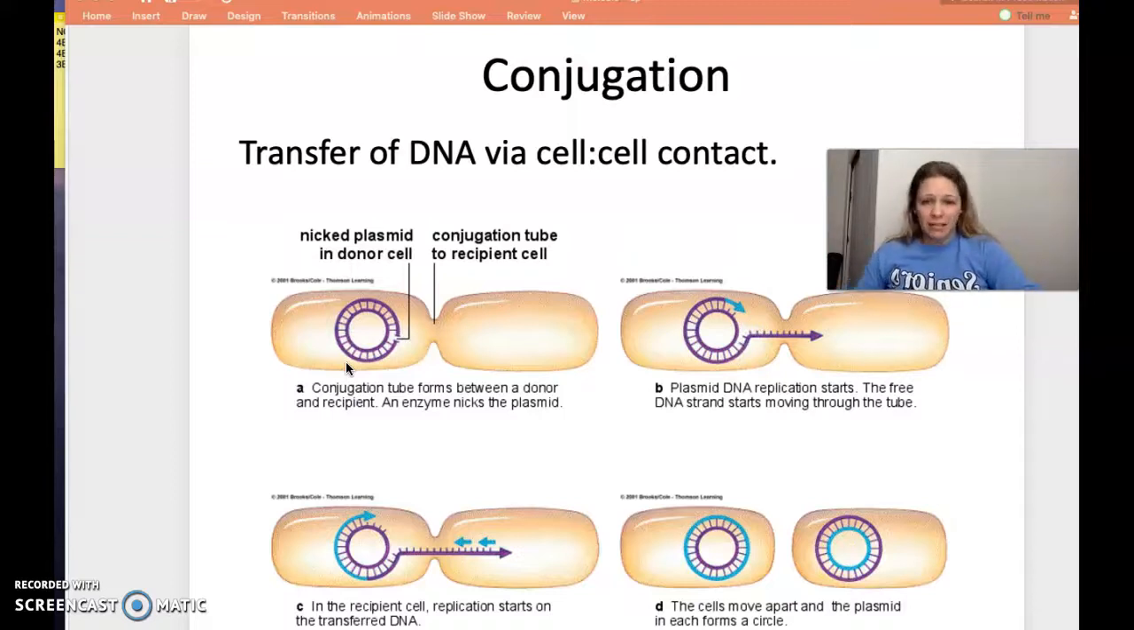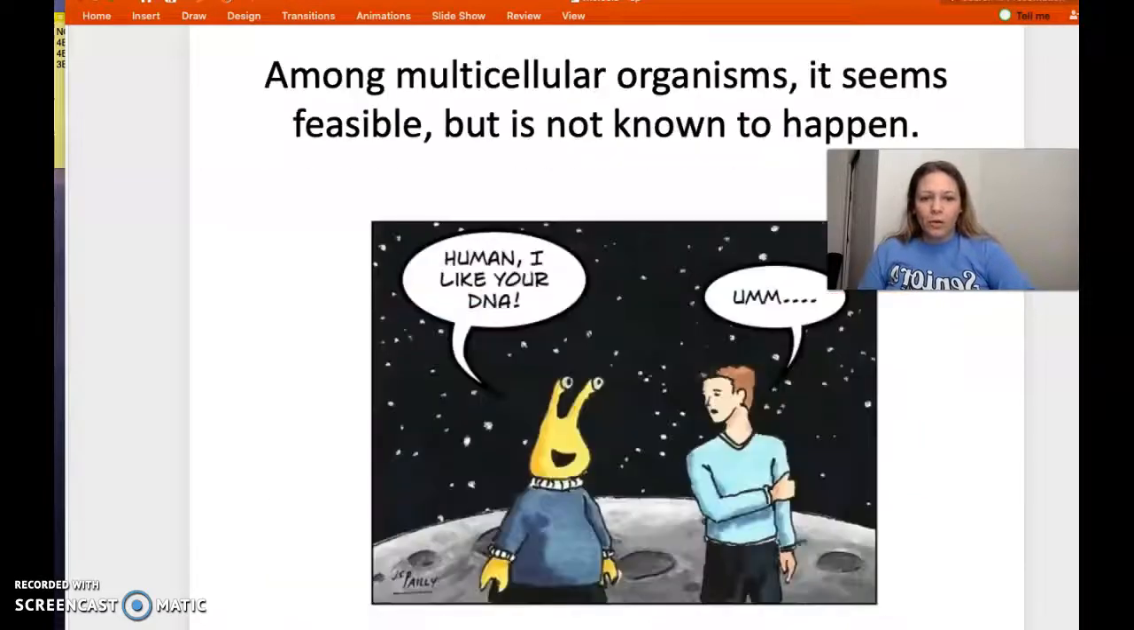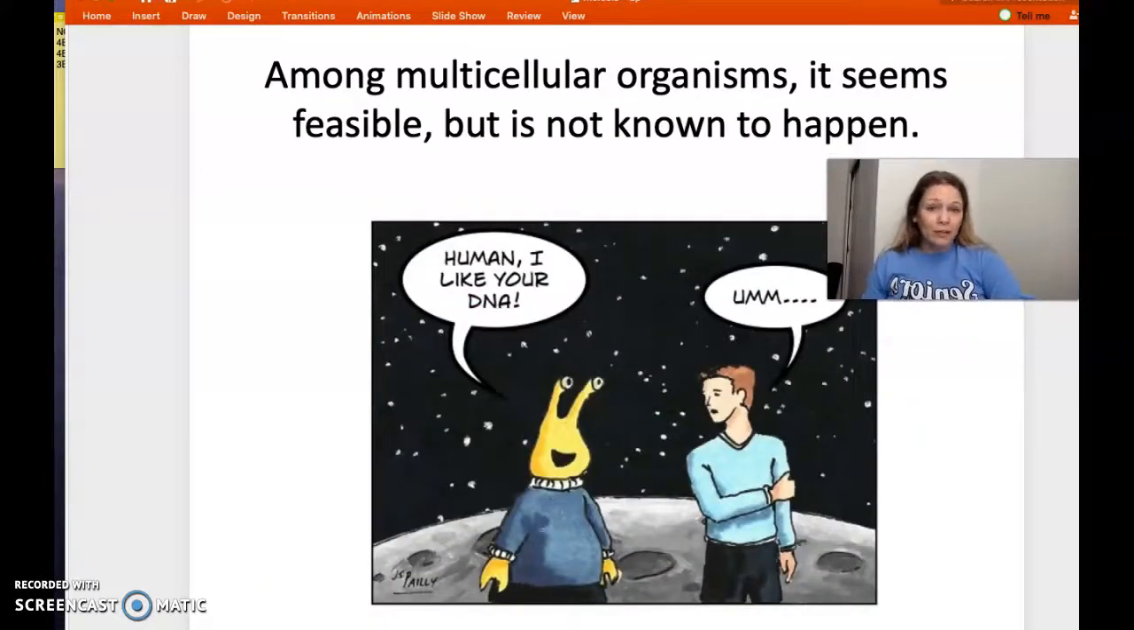And it's not passing on its whole genome, and this picture kind of shows that, and I don't want to confuse you. It's just passing on maybe a small plasmid that has extra information that allows the bacteria to do something special. So it seems like this is technically possible for it to happen between multicellular organisms, but we haven't seen that happen. So you cannot share DNA with an alien.